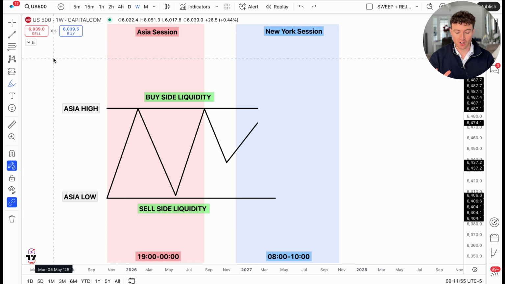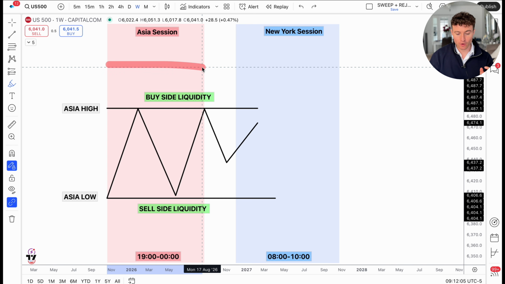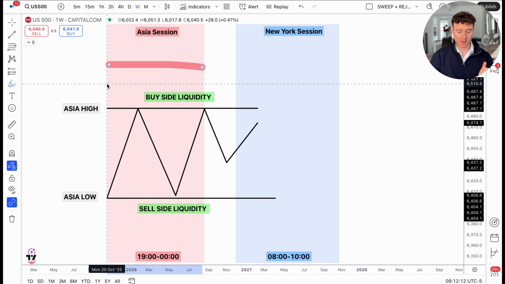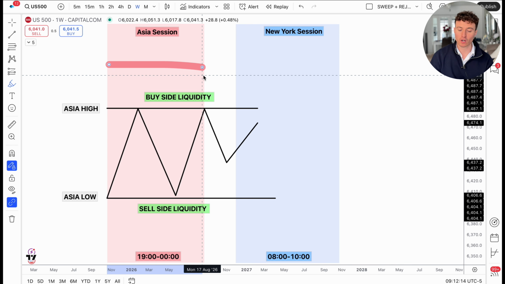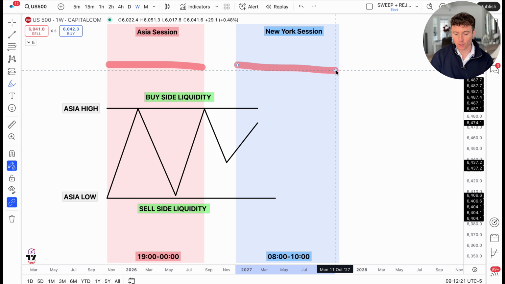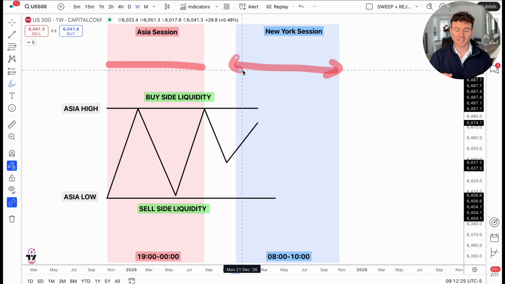If you don't understand this concept, there's no way that you could ever become profitable within the markets. This red shaded area represents the Asia session. From a New York perspective, that is 7 p.m. until 12 o'clock midnight. Next, we have the blue shaded area, which is the New York session. This is from 8 a.m. until 10 a.m. And we only want to be executing during either the New York session or the London session. And that is because that's when the most amount of volatility and volume comes into the markets.